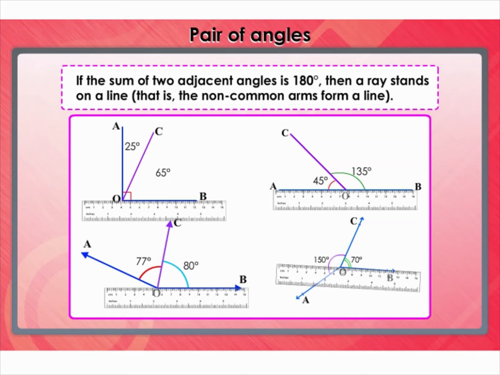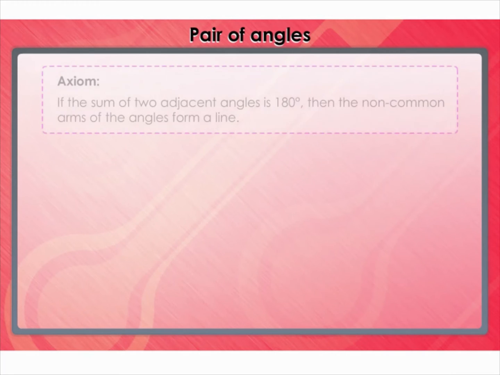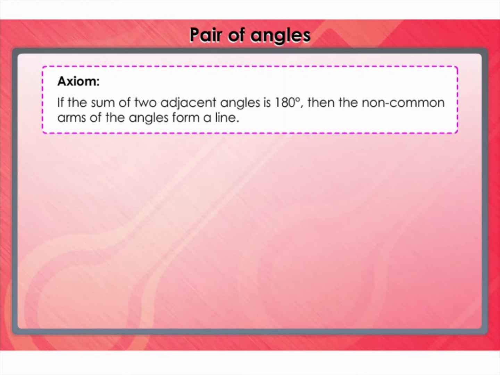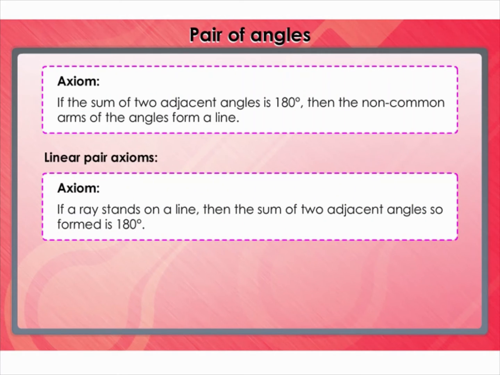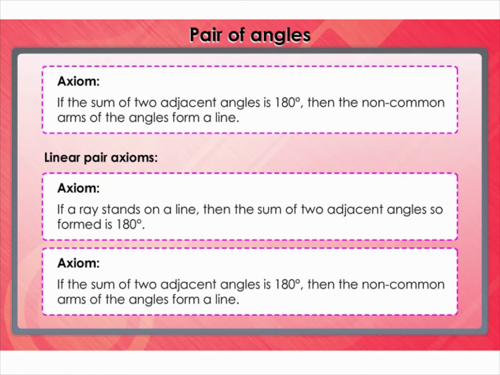From this we may conclude the statement: if the sum of two adjacent angles is 180 degrees, then a ray stands on a line. So we can state in the form of an axiom as: if the sum of two adjacent angles is 180 degrees, then the non-common arms of the angles form a line. The two axioms above together are called linear pair axiom.